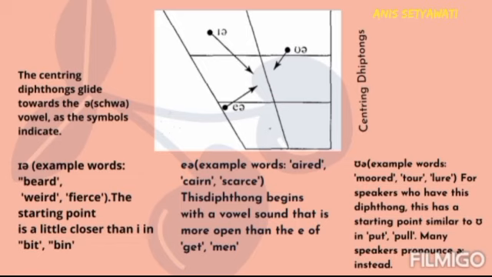Your. Example words: moored, tour, lure. For speakers who have this diphthong, it has a starting point similar to the U in foot, pull. Many speakers pronounce it instead.